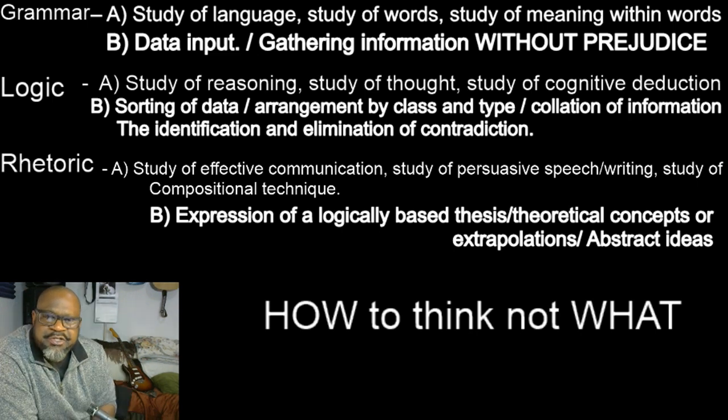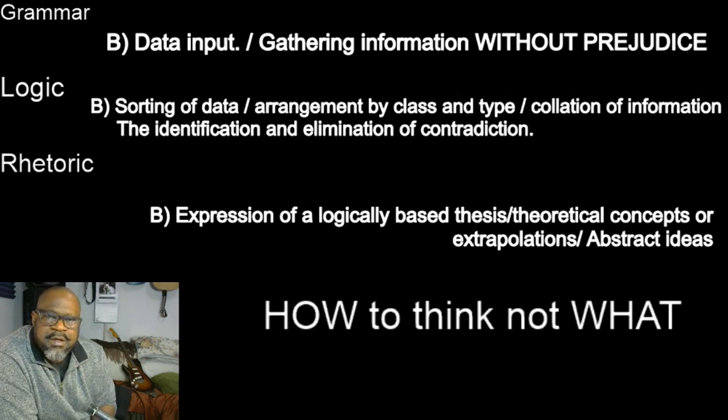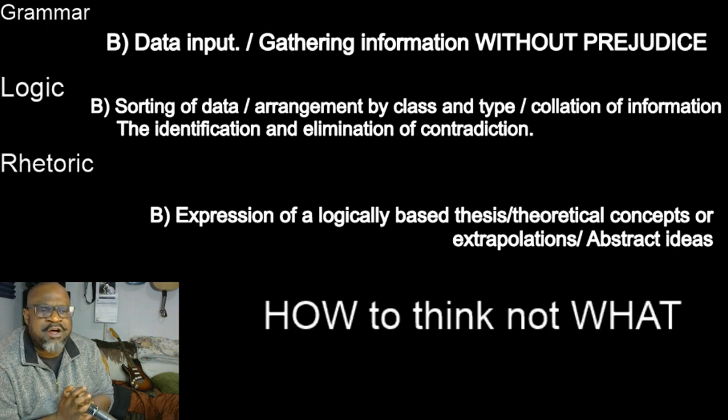Let's rehash just a little bit. Our steps of the trivium and for critical thinking are this. Grammar, the first step, gathering information, data input. It is important to gather information without prejudice. Our next step is to sort this information, the sorting of data, the arrangement by class and by type, the collation of information, and the identification and the elimination of contradiction.